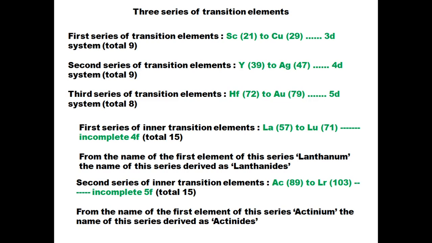There is something called inner transition elements, which arise because of incompletely filled f orbitals. One is the lanthanides and the other is the actinides. The lanthanides are a total of 15 elements starting from atomic number 57 to 71. The name lanthanide comes from the lanthanum element, the first element. In a similar way, the actinides start from actinium with atomic number 89 to Lr, atomic number 103.